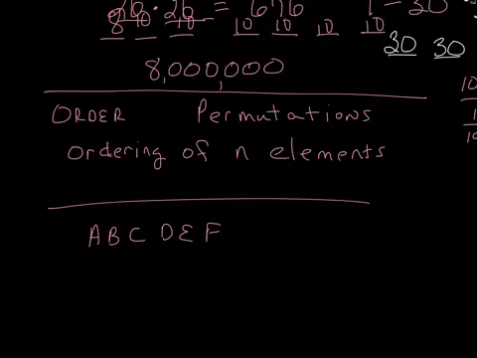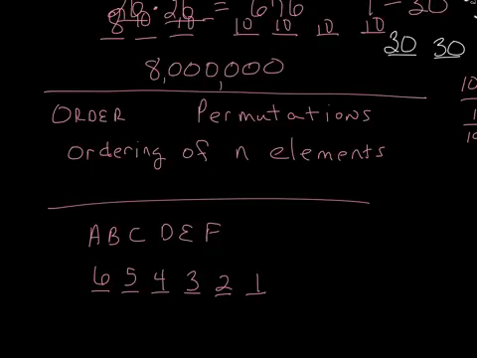Well, we've got 1, 2, 3, 6 letters. How many possibilities for that first space? 6. Okay, so I've used 6. How many possibilities for the next one? 5, because we've used one of them. And then how many for the next one? 4, and then 3, and 1.